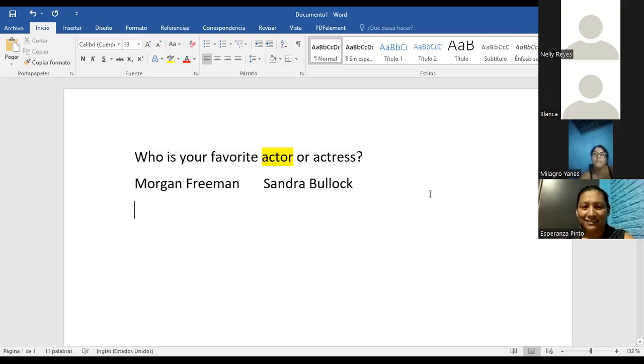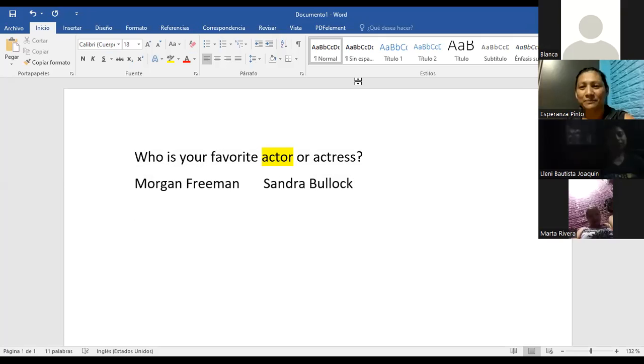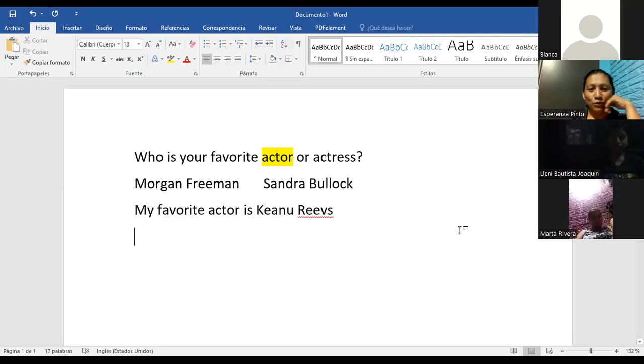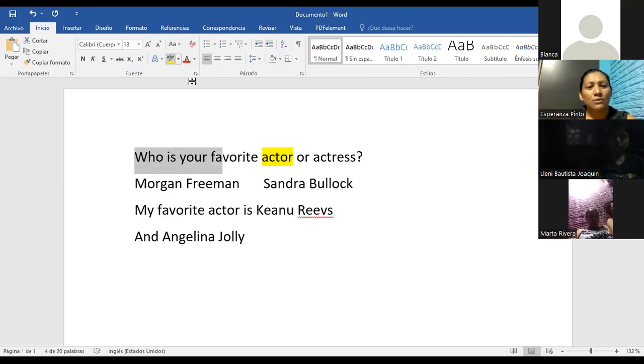Milagro, who's your favorite actor? My favorite actor is Keanu Reeves. Hey, Matrix. My favorite actor is Keanu Reeves, right? And Angelina Jolie. Okay, good. Okay, so you can see who is my favorite actor. Y aquí está la pregunta. Who? Who is? Lo que acabamos de estar viendo, right?